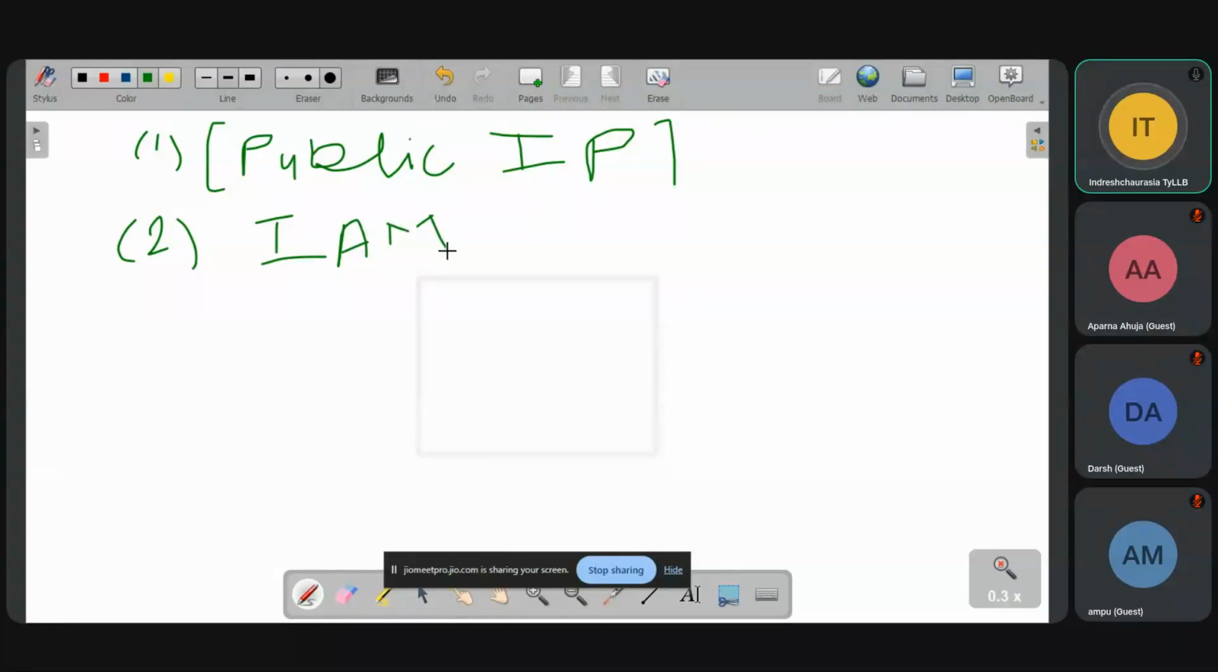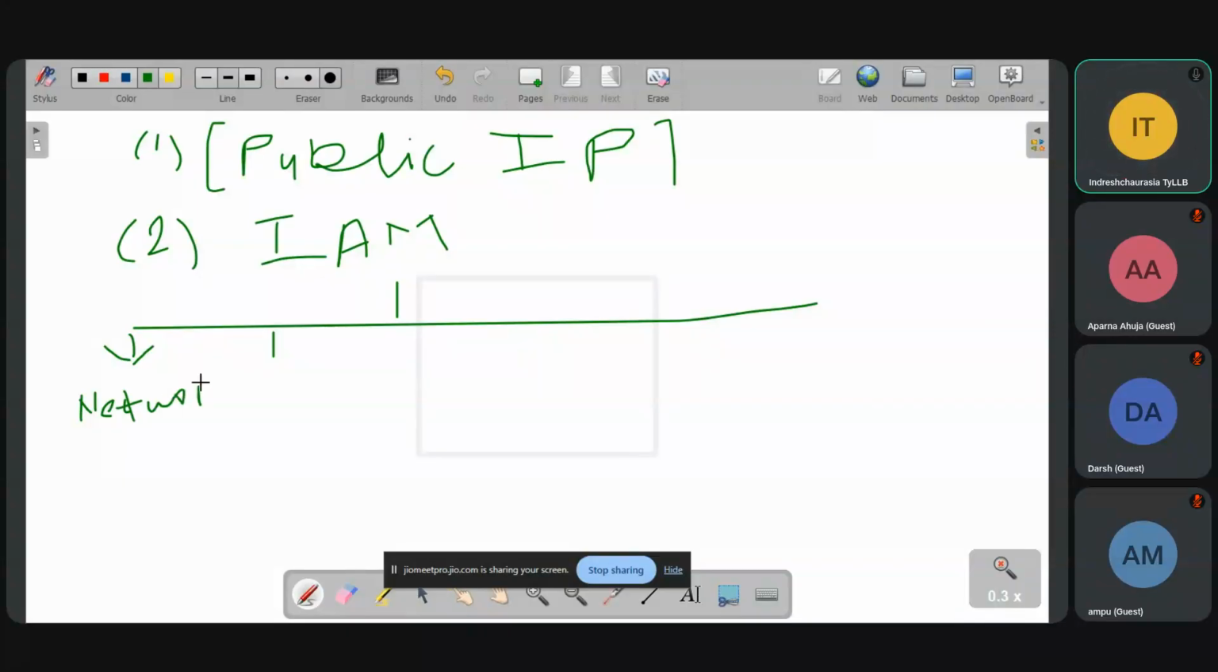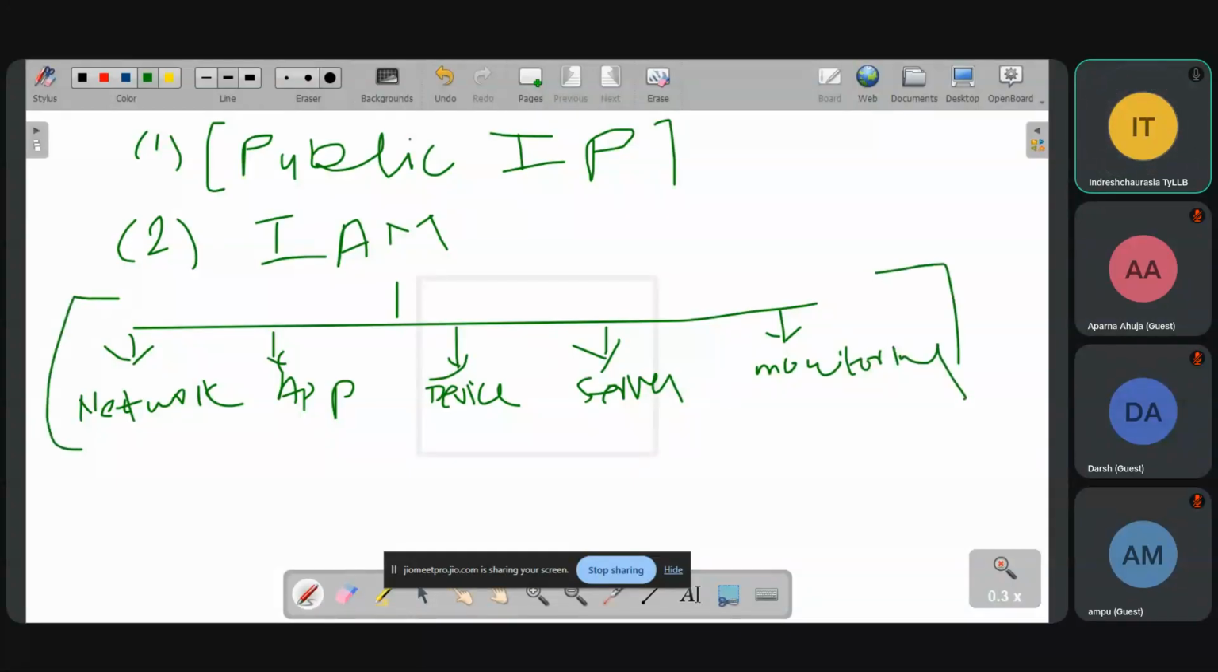See, when I'm having my own data center, I'm dividing a team into particular fields, right? One team is managing the network, one team is managing the application, one team is managing the device, one team is managing the server, and one team is managing monitoring. But when it comes to the cloud, right? So if you have your own data center, right?